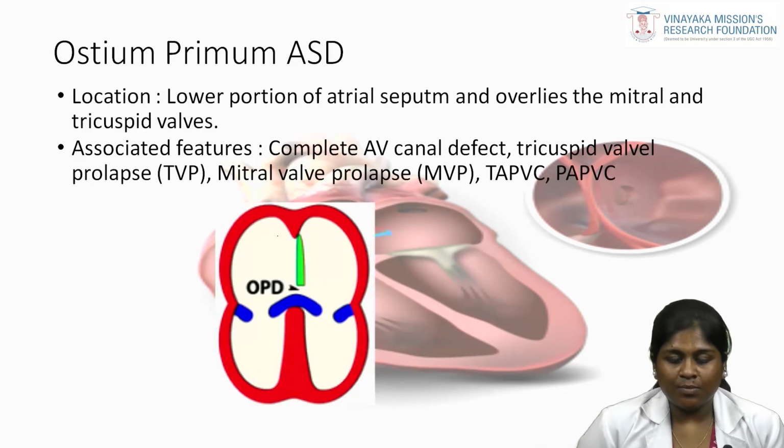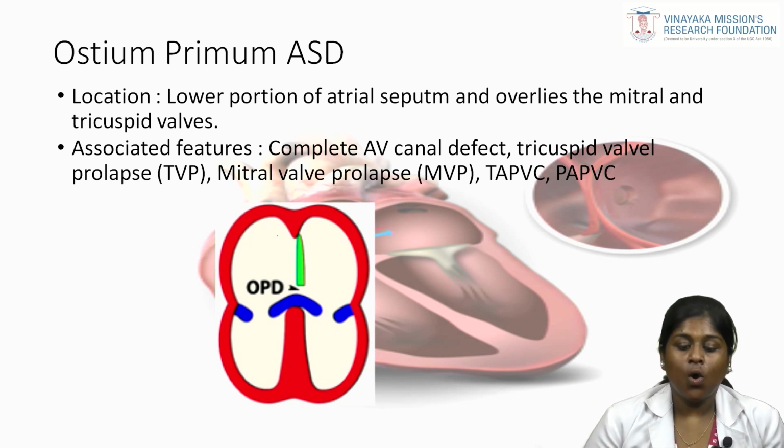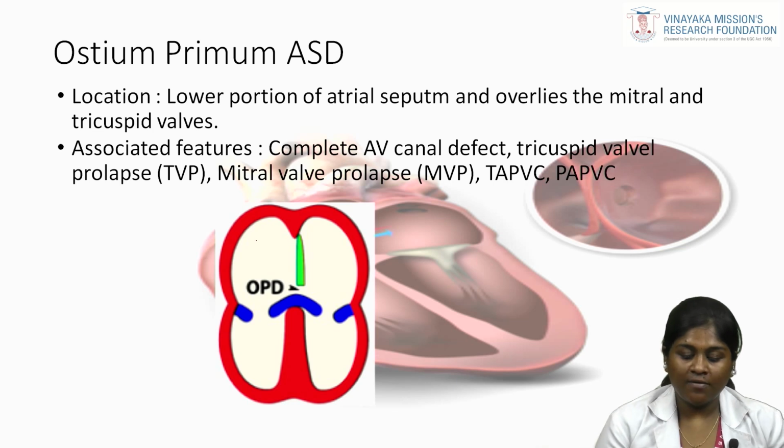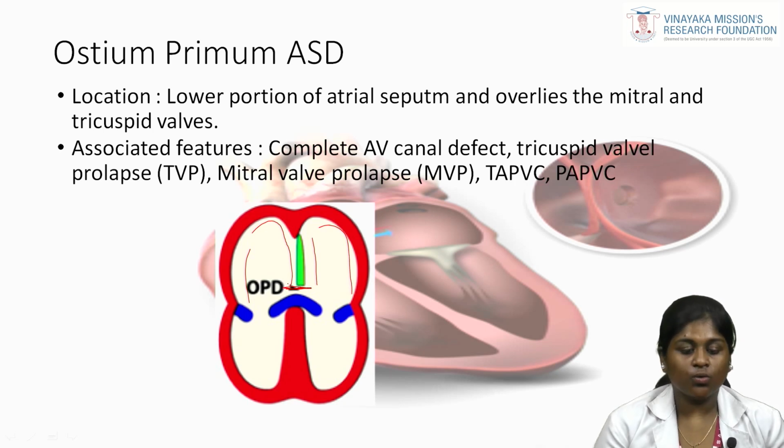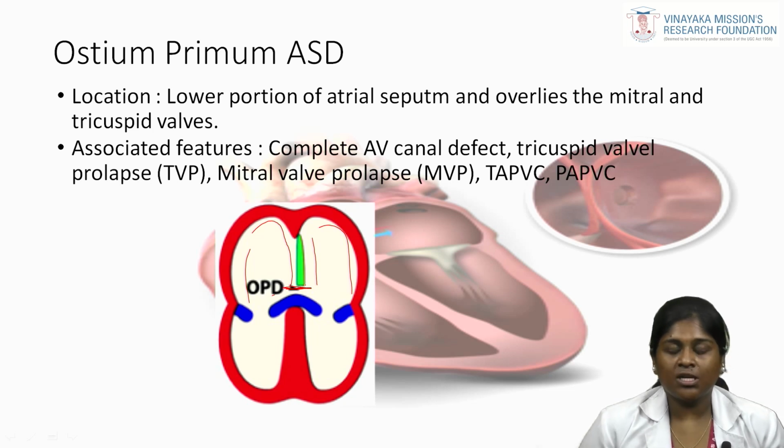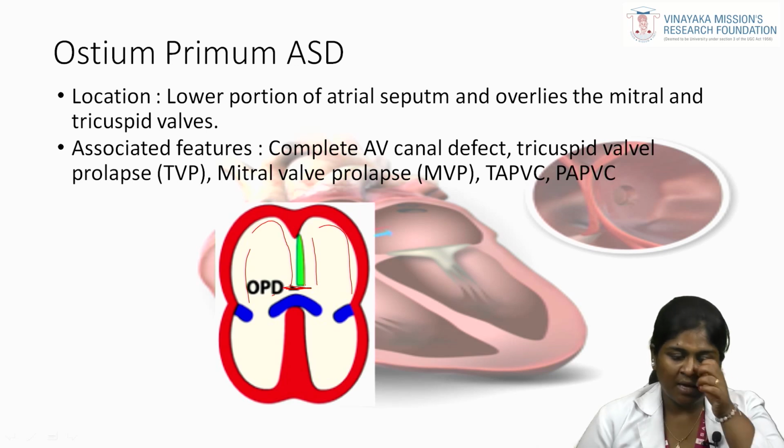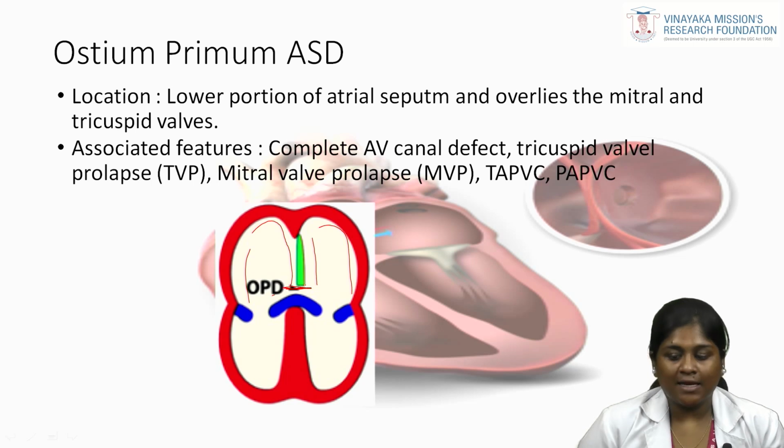Looking into ostium primum atrial septal defect, the location is the lower portion of the atrial septum. Here we can see the right atrium and left atrium. Here the lower portion is left unclosed, and this we call ostium primum atrial septal defect. It is near the tricuspid and mitral valve. The associated features or other congenital anomalies accompanying ostium primum ASD are complete AV canal defect, tricuspid valve prolapse, mitral valve prolapse, TAPVC and PAPVC.